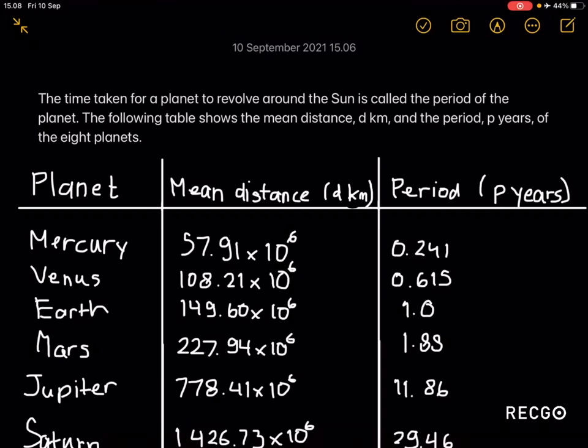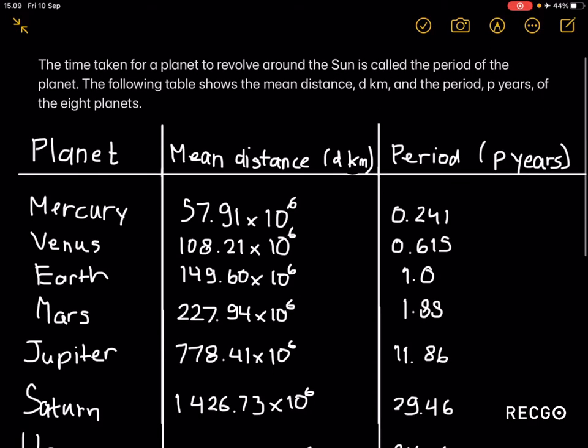I have a proportion question for you, and this does not require any calculation whatsoever. So, the time taken for a planet to revolve around the sun is called the period of the planet. This is just some information for you. The following table shows the mean distance d kilometers and the period p years of the 8 following planets.